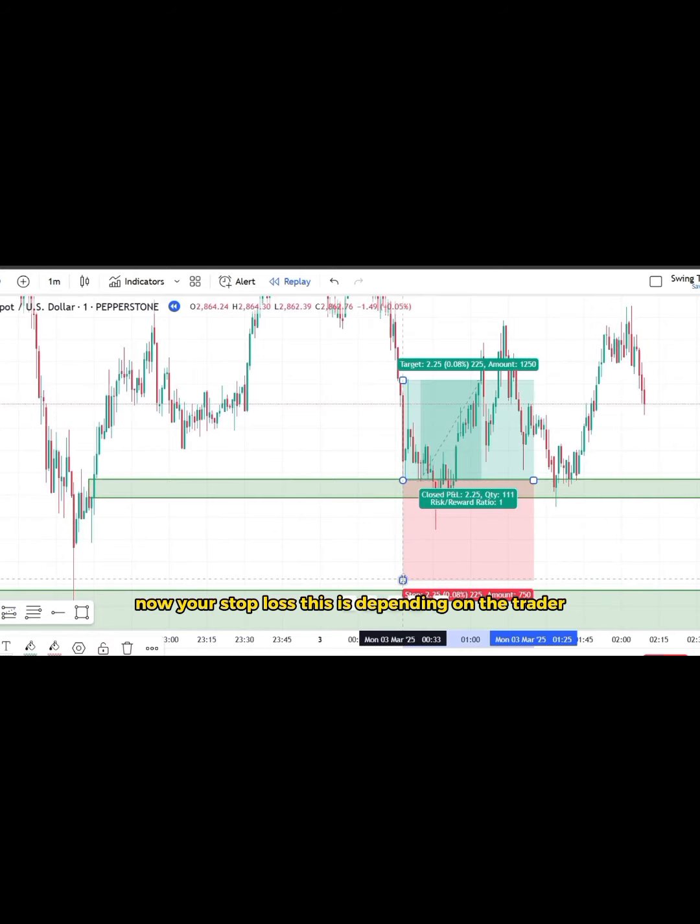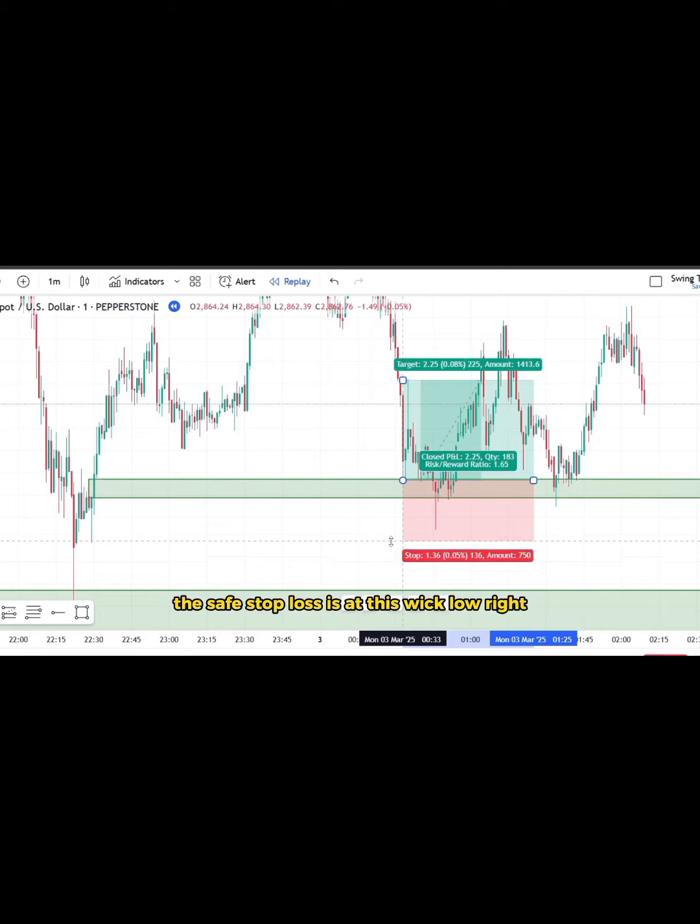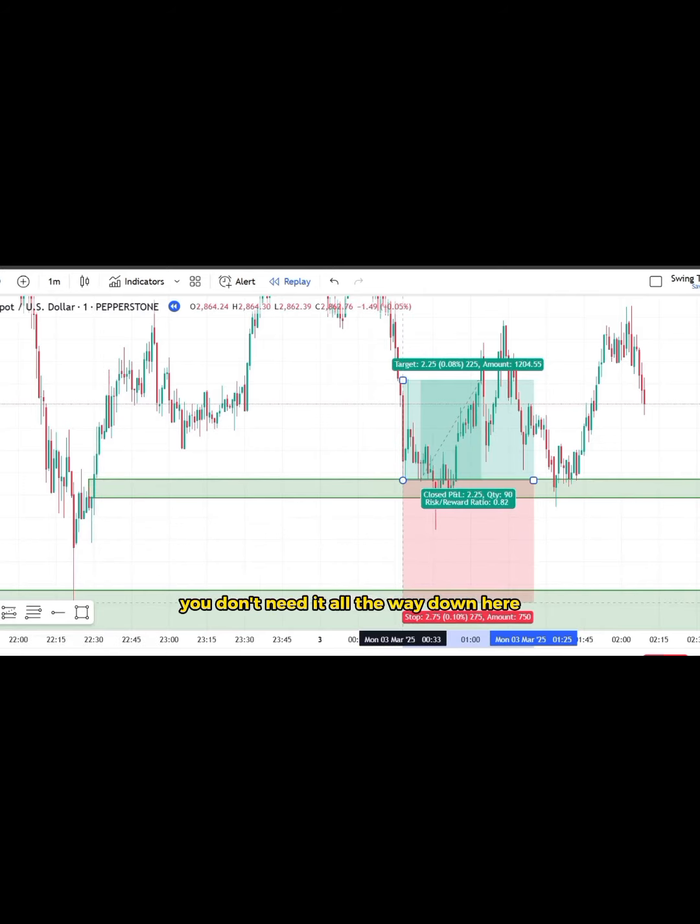Now your stop loss, this is dependent on the trader. The safe stop loss is at this wick low, right? Because this wick forms the fair value gap. Safe stop loss, right? You don't need it all the way down here.